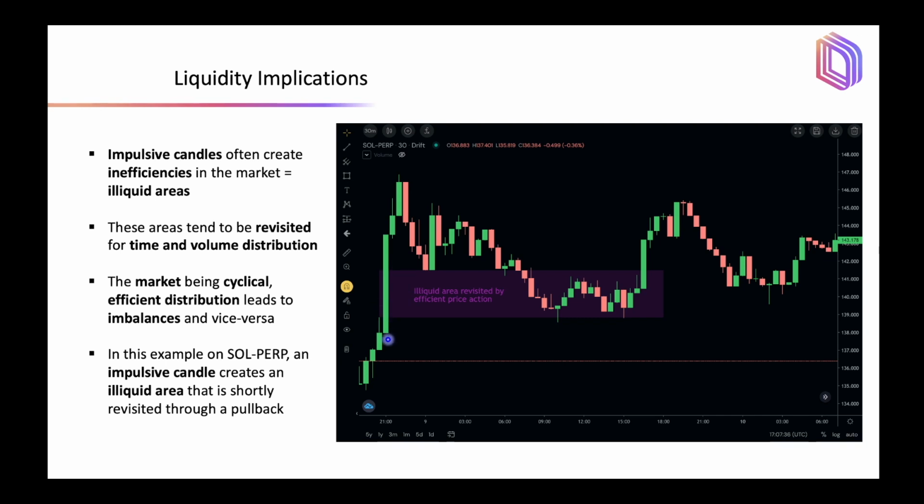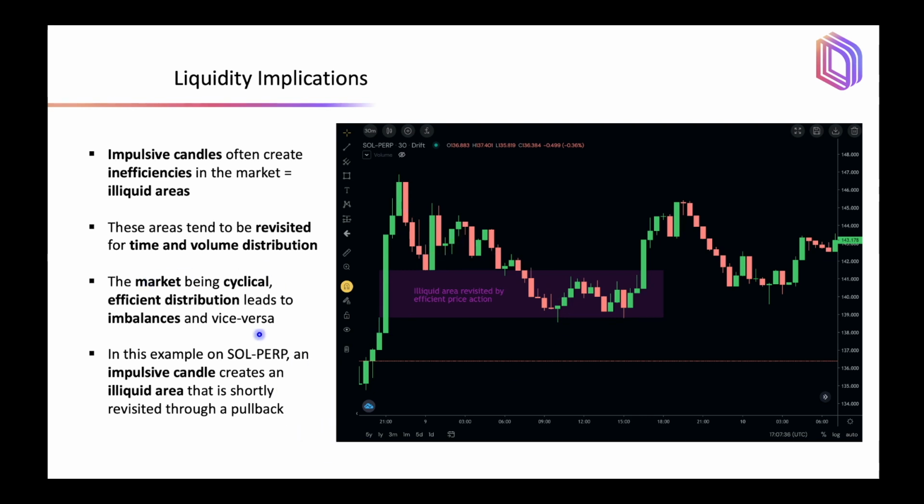So naturally the market wants to be efficient, and what the market will do is come back to this level and distribute time and volume. So that's what's mentioned here. These areas tend to be revisited for time and volume distribution. It doesn't mean that the revisiting is going to happen right away, but when you see impulsive candles like that, it should be a warning sign that at some point there may be a pullback coming in.